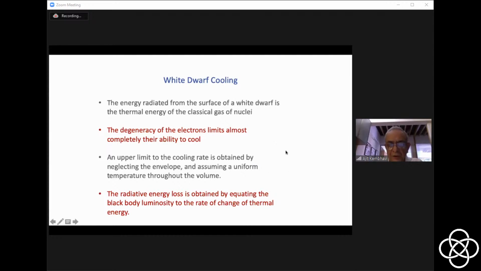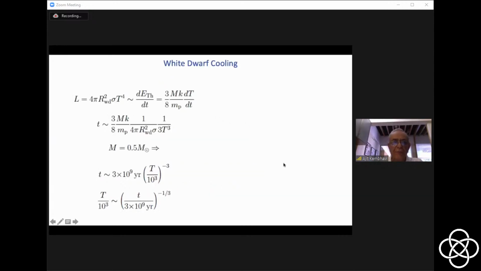So we assume that it radiates like a black body. Okay, and then the outer non-degenerate layer of the matter acts like a blanket, which sort of constrains the radiation. But that can be neglected for the moment, in which case we'll get an upper limit to the cooling. So what is the theory for cooling now?